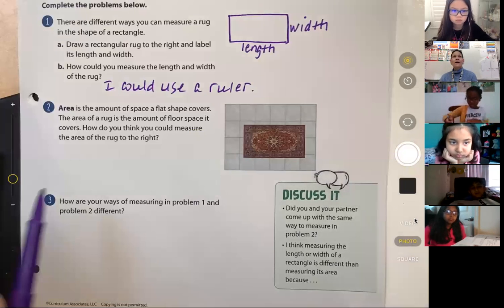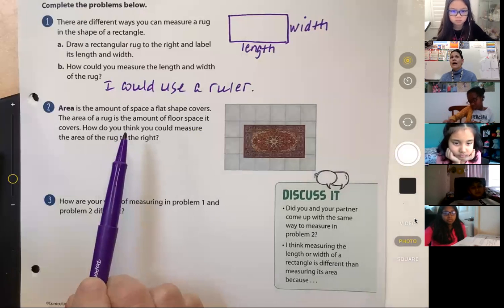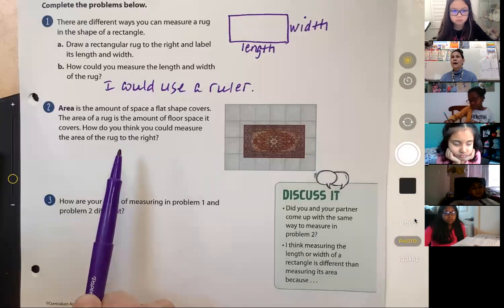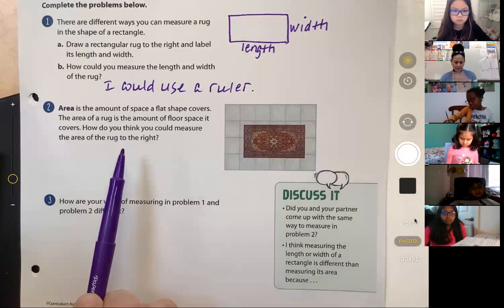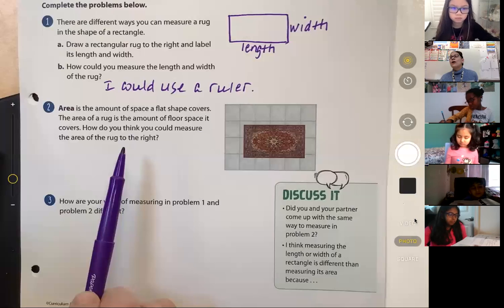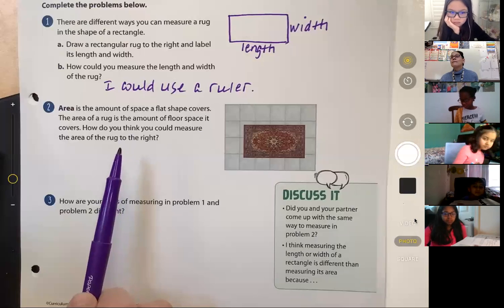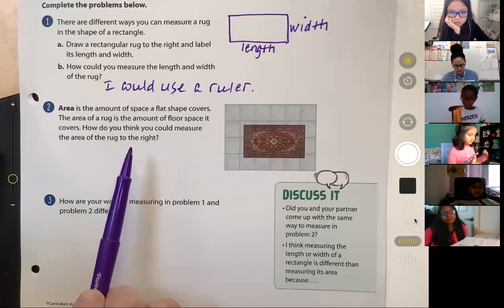The area of a rug is the amount of floor space it covers. How do you think you could measure the area of this rug to the right? And I am also going to add there, no, you cannot use a ruler. What is another way that you could measure the area of the rug? Another way. This is a way that you could do it.